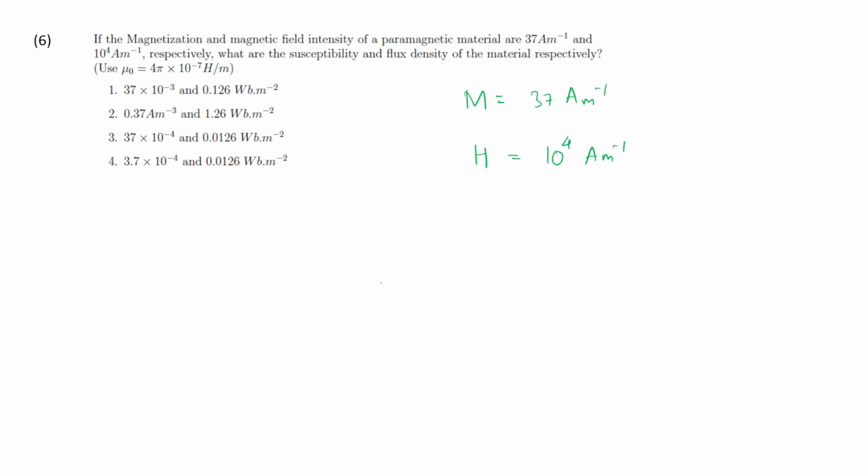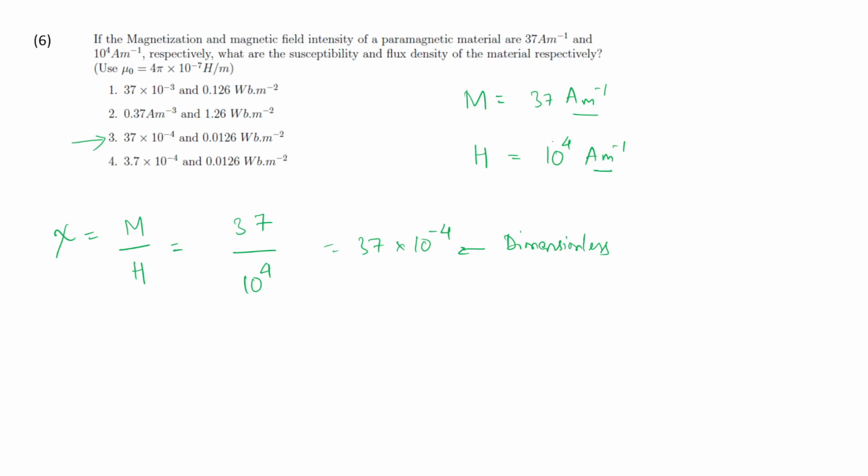So the susceptibility, the magnetic susceptibility, is defined as M over H. Okay, and you just have to put the values. So it is 37 over 10 to the power 4, it is 37 into 10 to the power minus 4. And you remember that the units of these two are the same, so chi is dimensionless. So you already know that this is your answer.